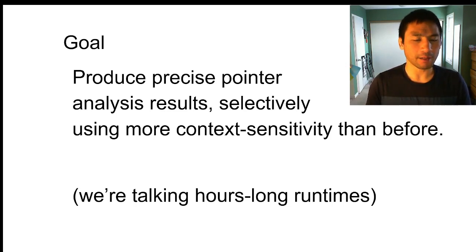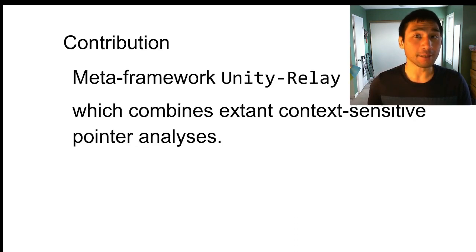But we're talking about hours long runtimes, right? We're going to integrate these different pointer analyses, and we're going to let each of these pointer analyses run up to 2 hours. So that's the amount of time that we're willing to spend on these analyses. And so they have this meta framework called Unity Relay, and it combines extant context-sensitive pointer analyses. So we have 3 analyses in this particular case, and we're going to combine them to get the best results we can get, with only a bit of worry about how long it takes.